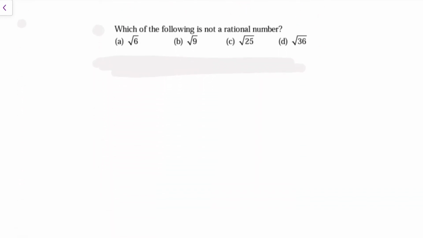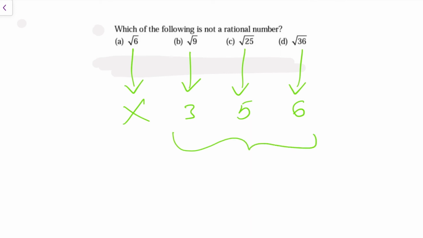Next, which of the following is not a rational number? Let us check. Root 36. Which number squared is 36? It is 6 square. Root 25. 5 square is 25. Root 9. 3 square is 9. Which number squared is 6? Nothing like that. So 3, 5, 6, these all are rational numbers, whereas this root 6 is an irrational number. So in the question he is asking about not a rational number. Not a rational number means irrational number. So option A.